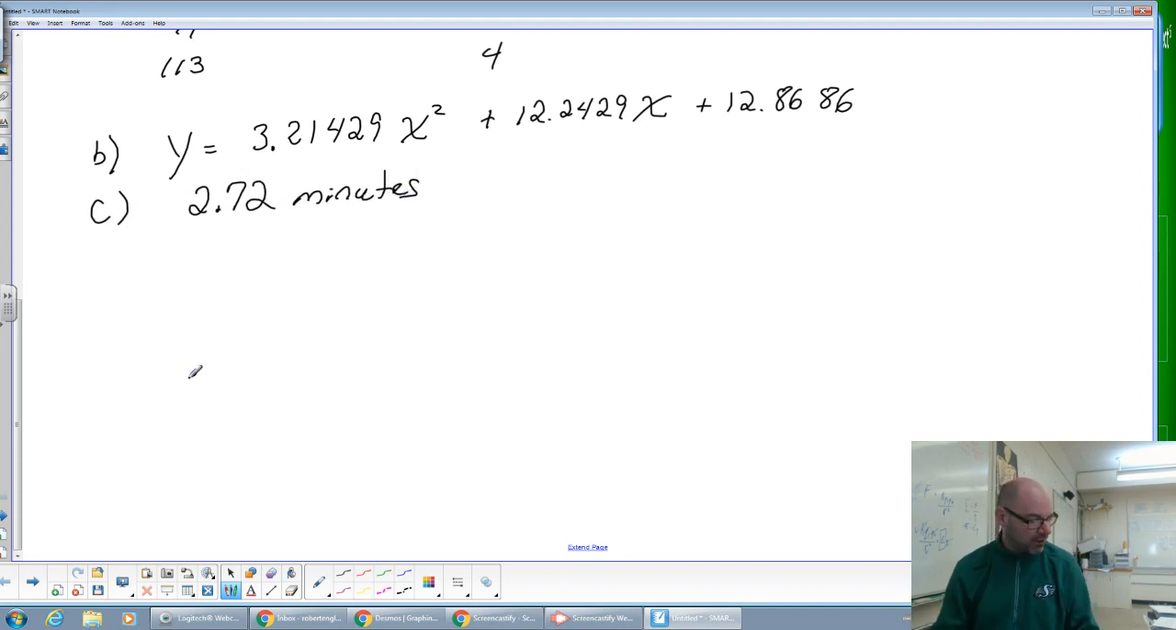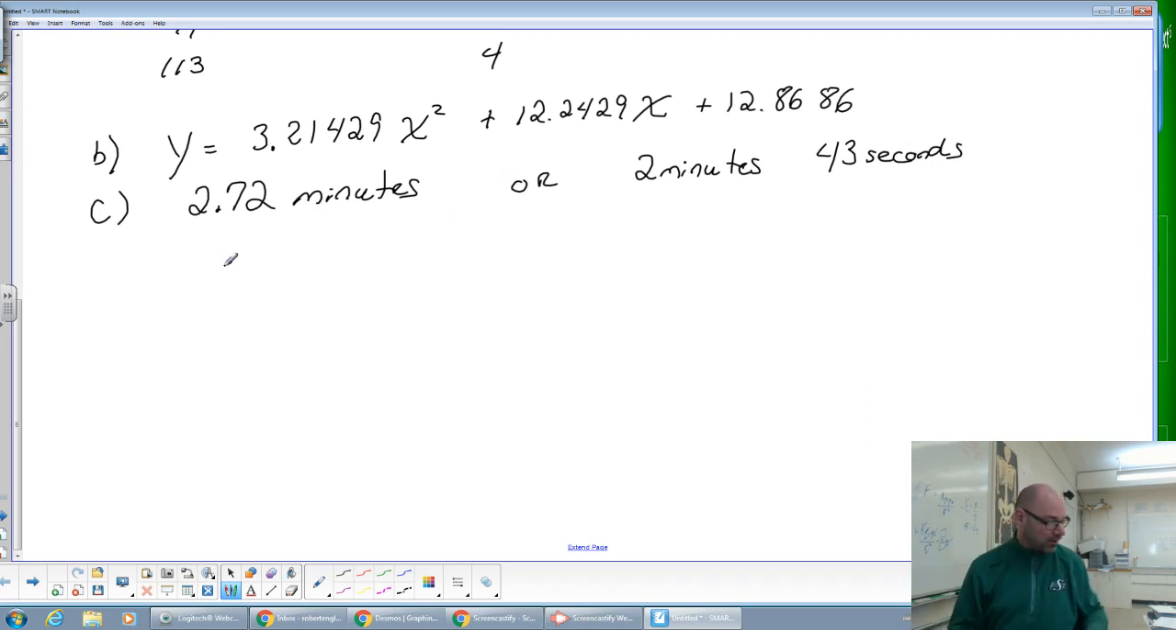Now if we wanted to, we know that there's 60 seconds in a minute, so we could change 0.72 by multiplying it by 60 into seconds. 0.72 times 60 is about 43. So it's 2 minutes, 43 seconds. Or this is good too. I'm not going to say that's wrong because it's not. This is just more traditional.